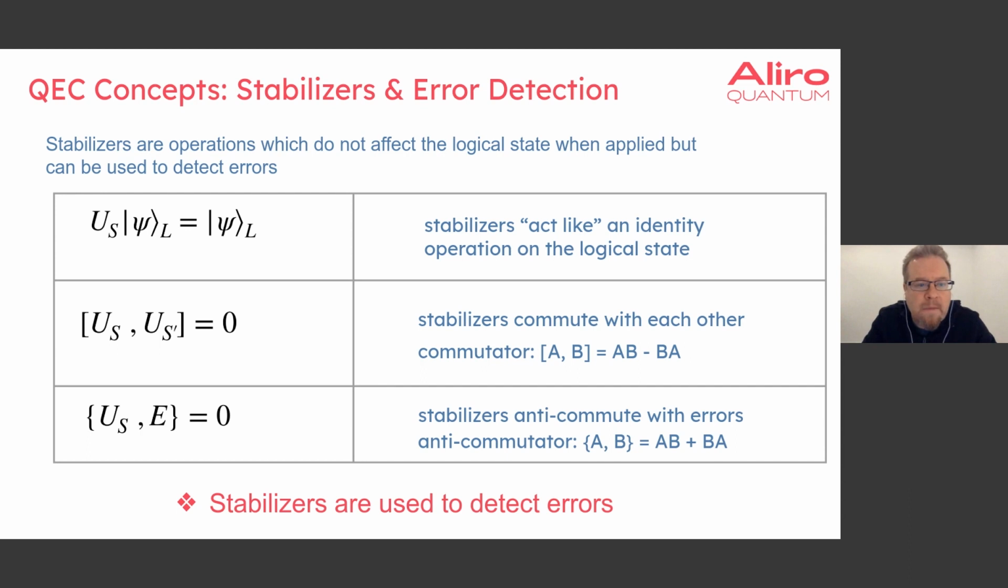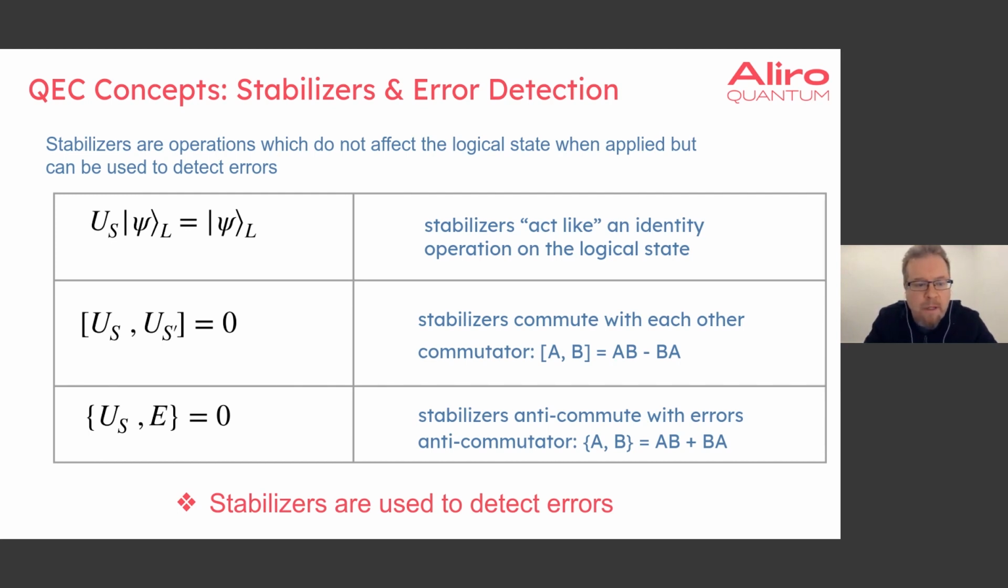So another core set of concepts with QEC is stabilizers. Stabilizers are operations which don't affect the logical state, so they act almost like an identity operation, but only for the class of states that you're using to encode your qubits, your logical state. You can have more than one stabilizer.